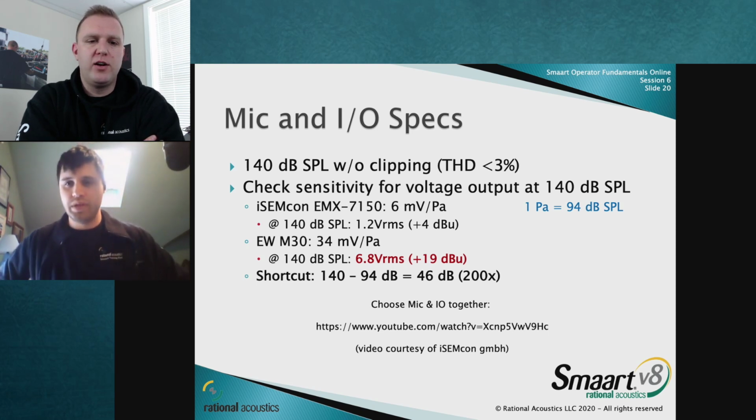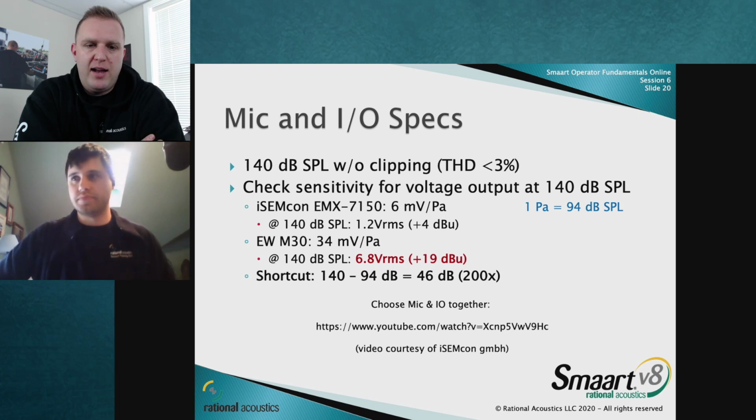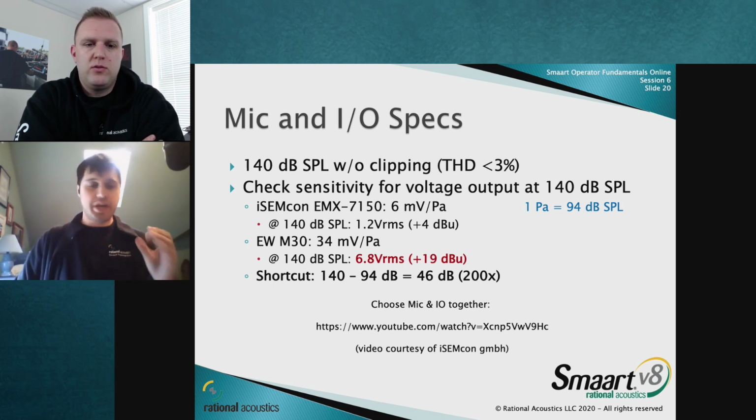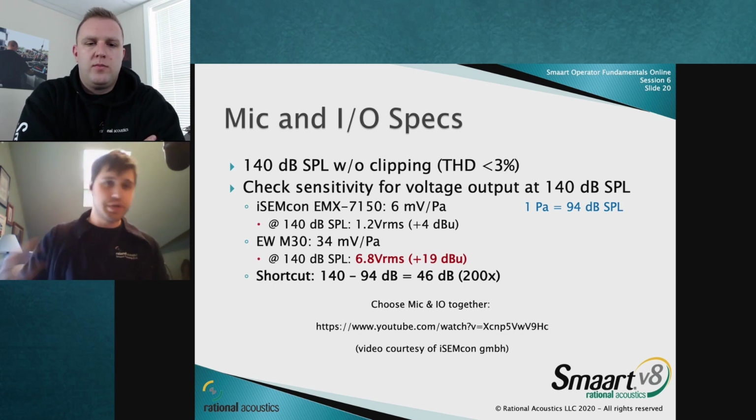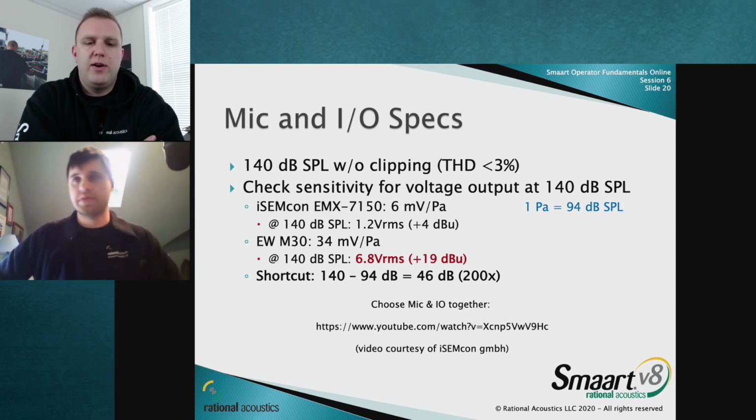So if I'm using an Earthworks, why don't I just put an inline pad on the Earthworks mic? The reason you want to be careful with a pad is that the pad is also going to attenuate phantom power. And so you can actually decrease the headroom of your microphone as well. So you're sort of chasing your tail. In that sense, you're going to clip sooner. So that didn't really help you that much.